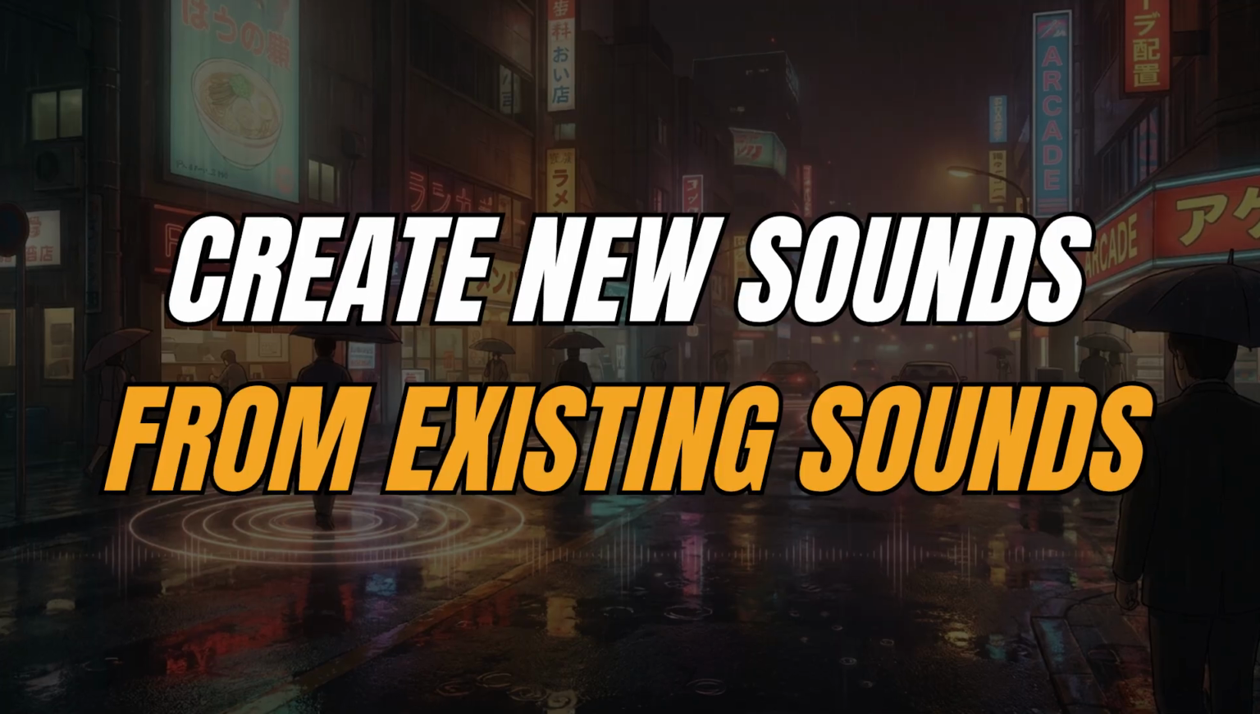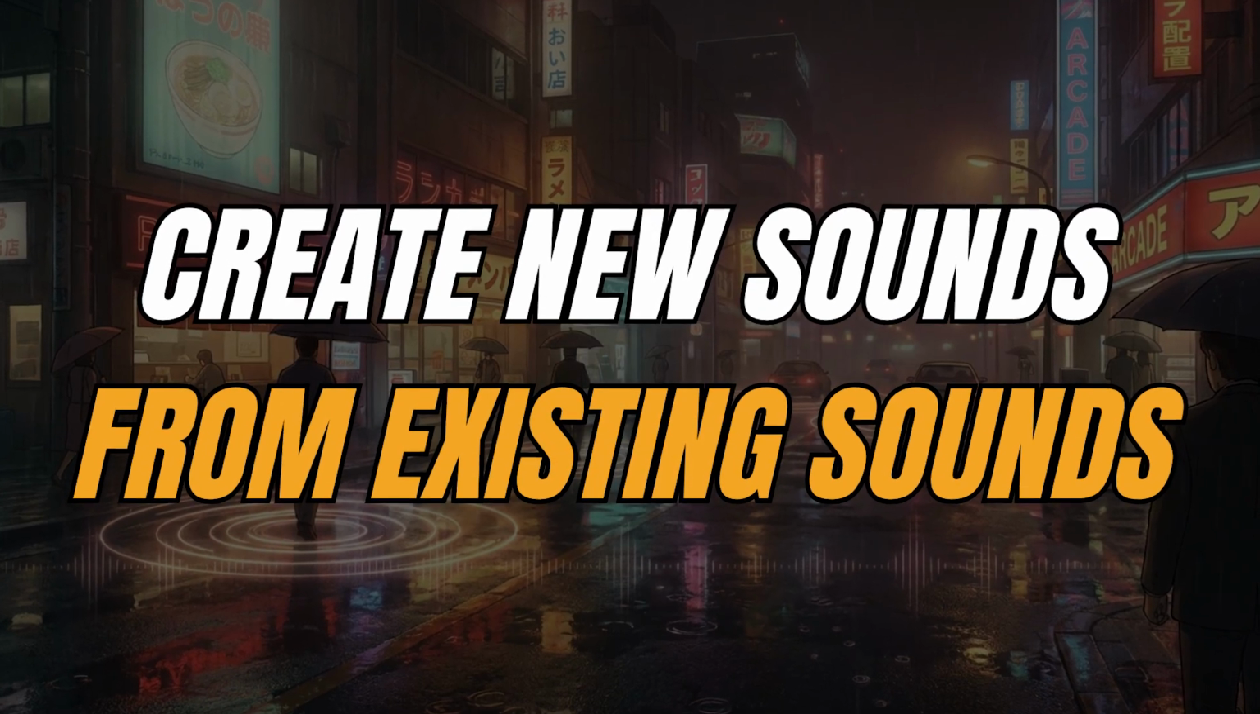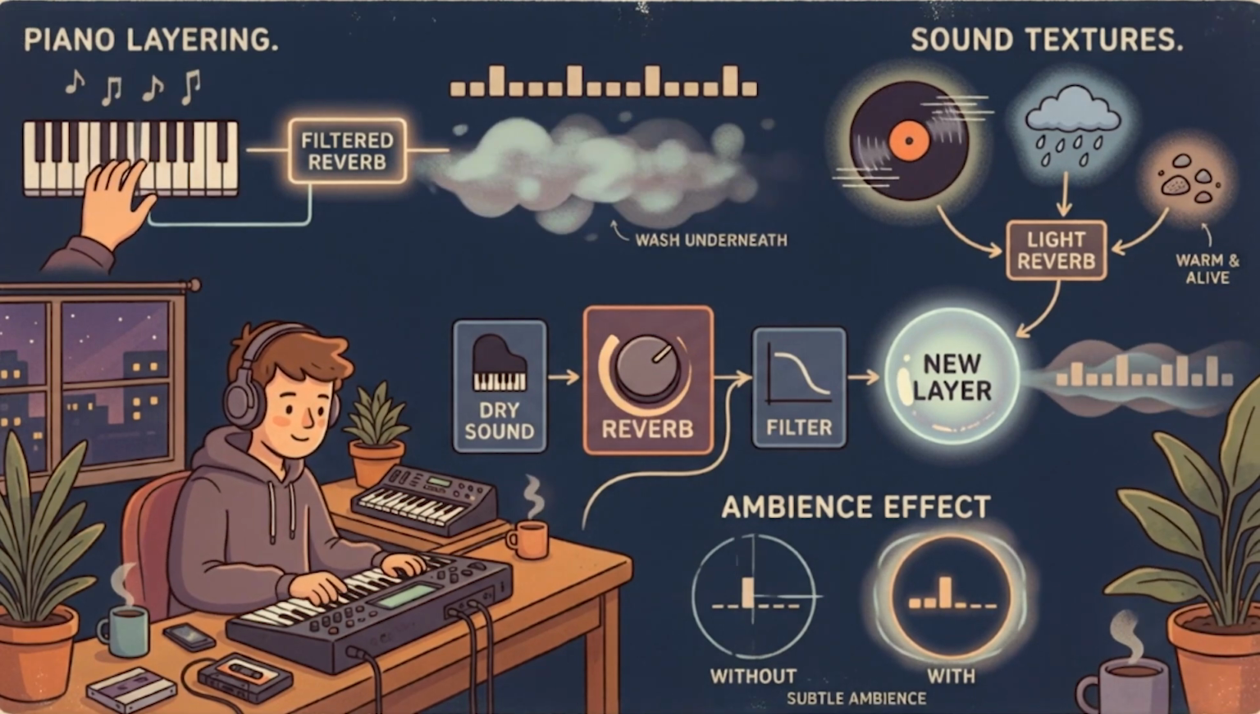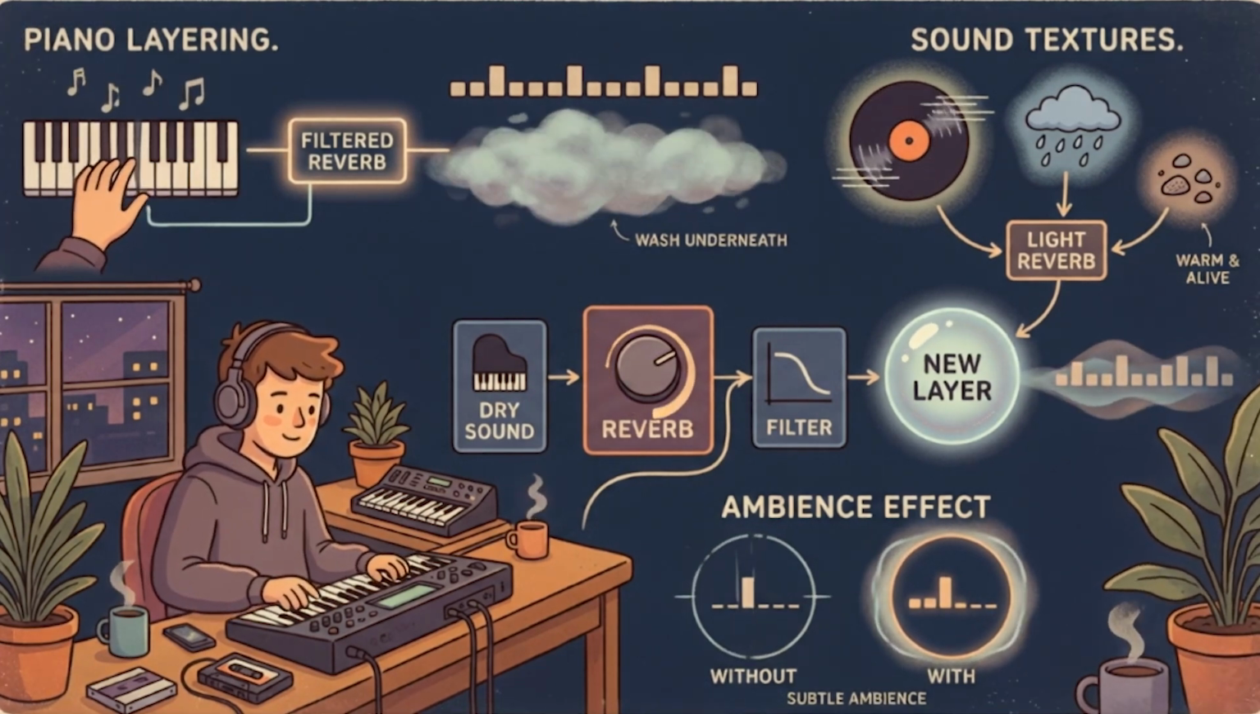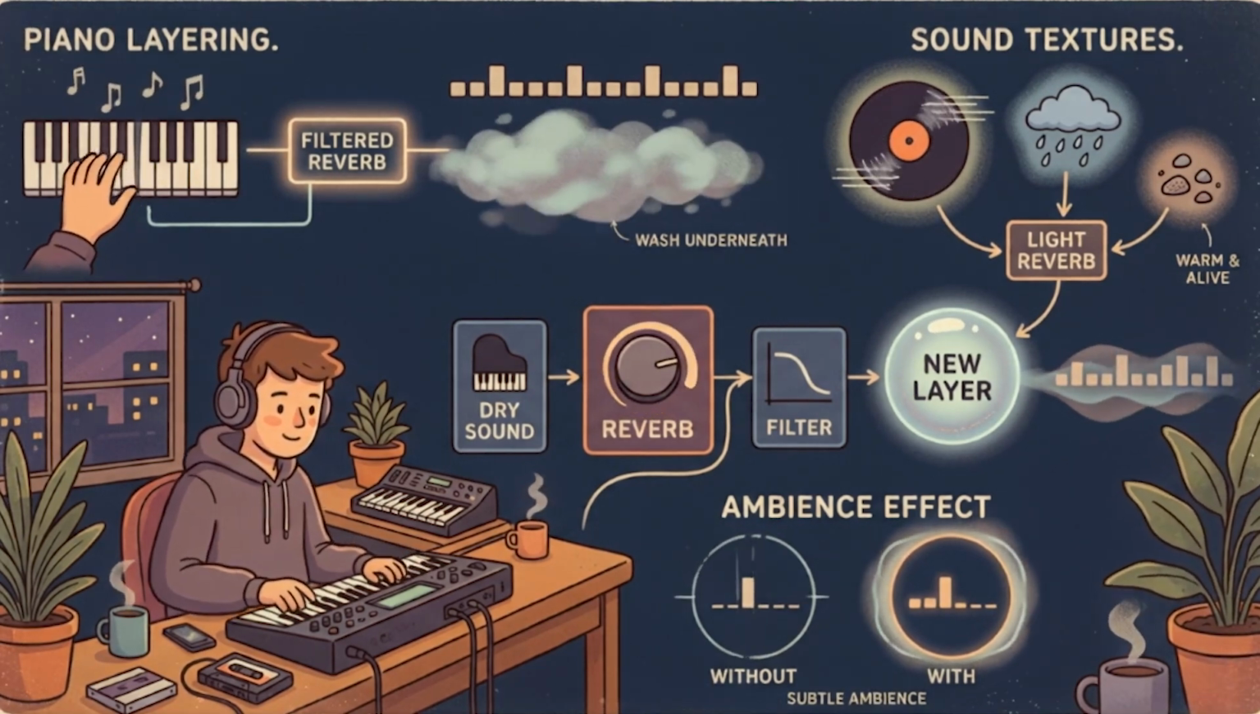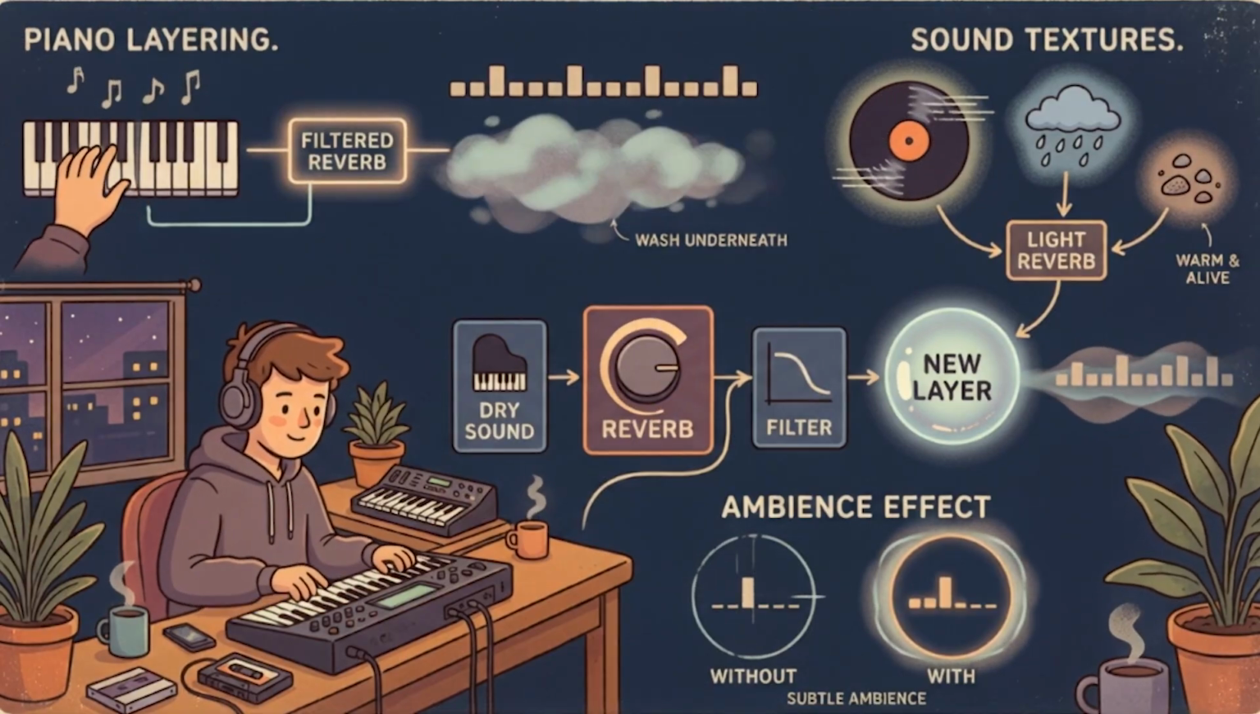Now let's talk about one of the most creative uses of reverb in lo-fi music production, texture creation. Some of the best atmospheric beats don't just use reverb to simulate rooms, they use it to create entirely new layers. For example, take a simple piano chord and feed it into a long filtered ambient reverb. Now suddenly you have this soft floating wash underneath the beat.